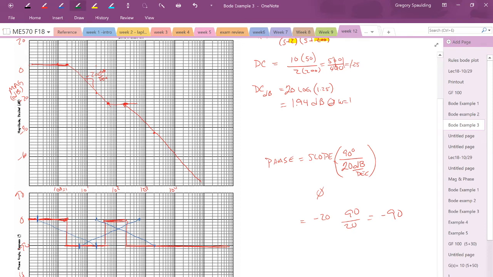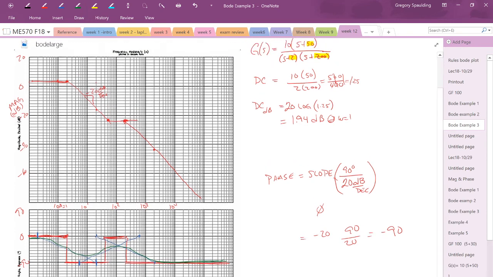Alright, so now you have to use your imagination a little bit on this, and what our true Bode plot is going to be approximated by, let's see if I can do this, is going to be something like this. Okay, and that would be our phase plot for this Bode.